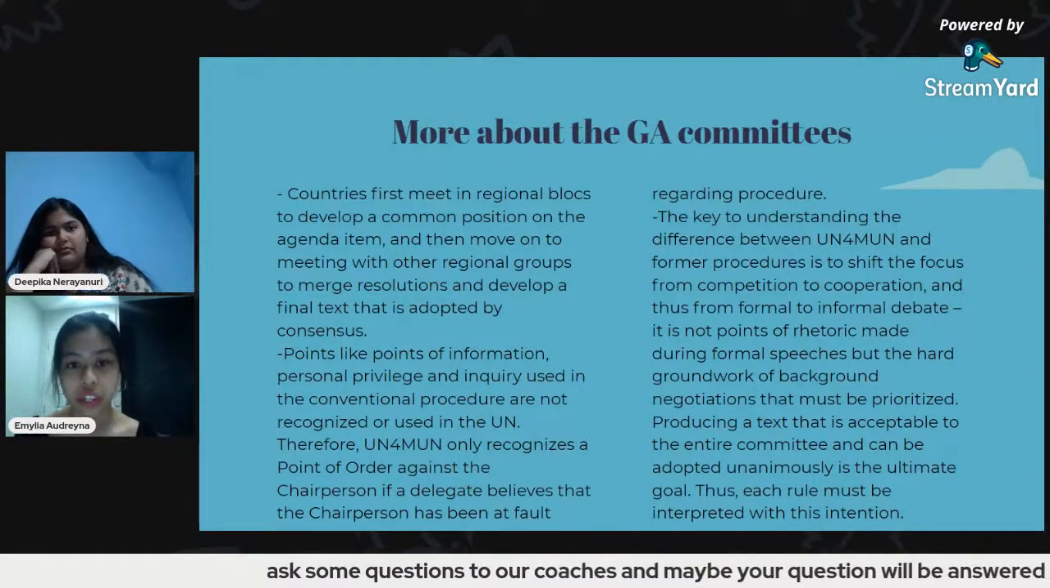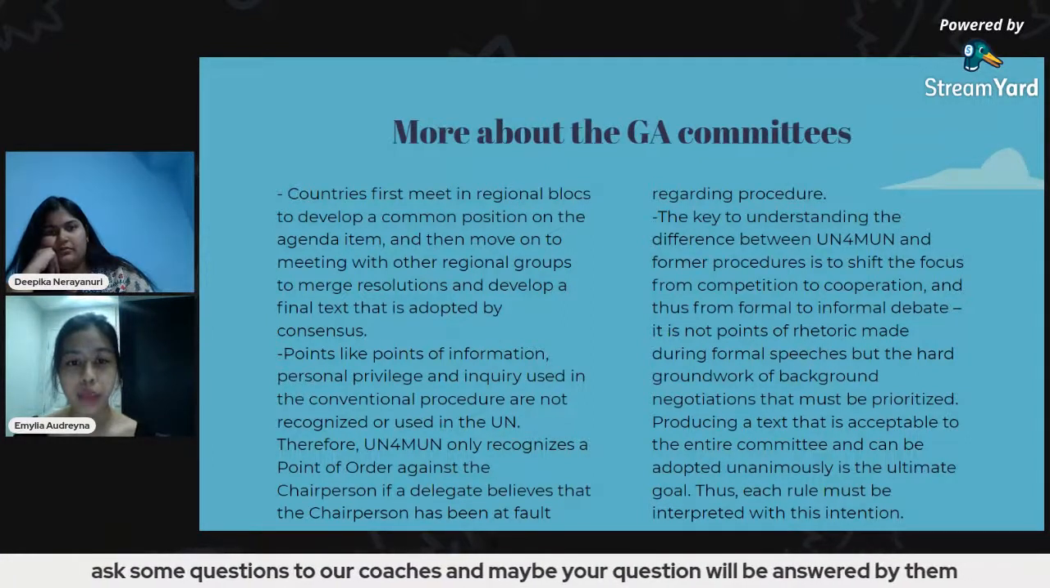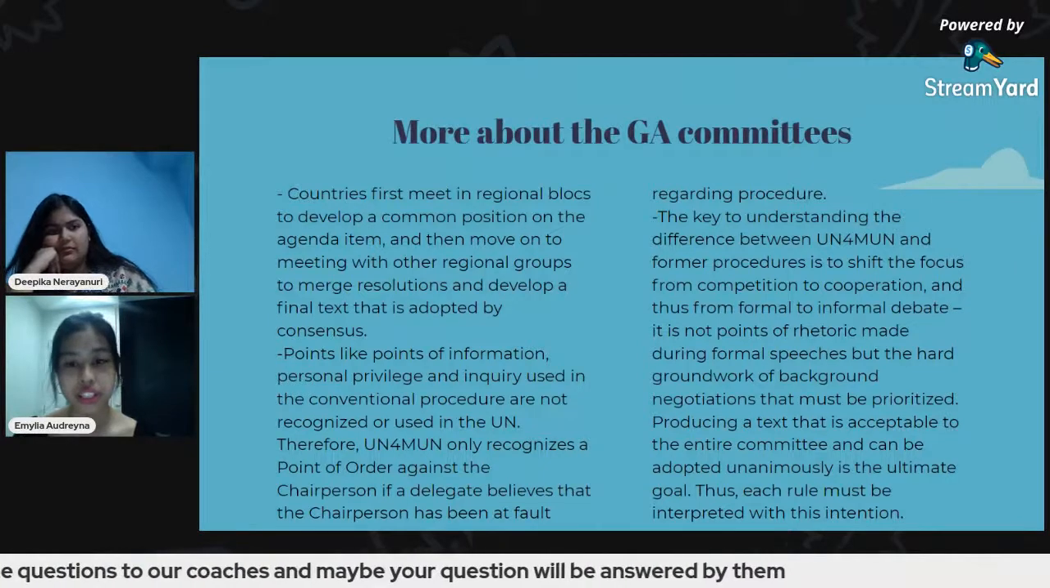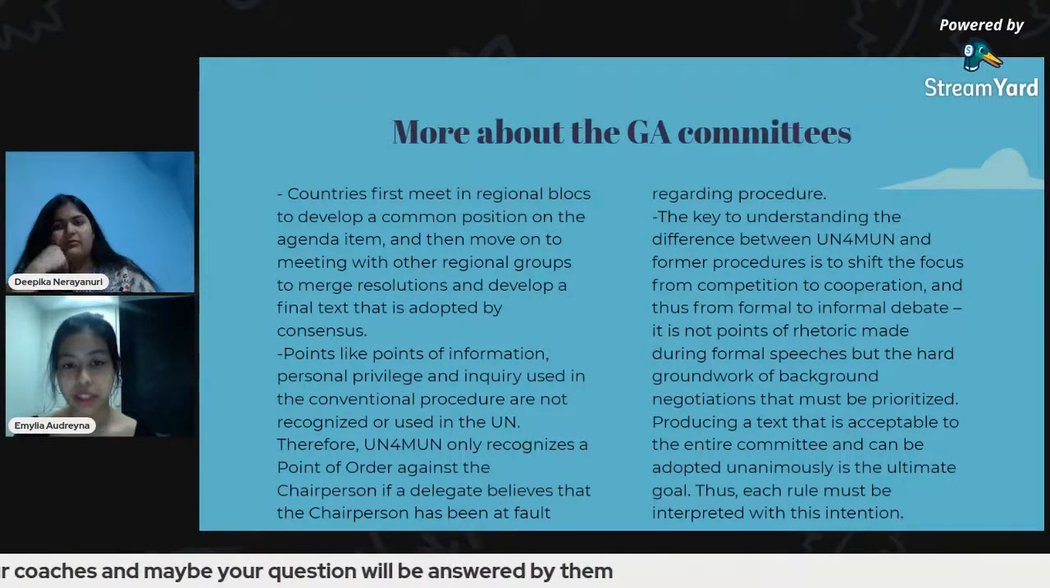Also, the main difference between UN for MUN ROP as opposed to Simon or the UN USA or even the Harvard ROP is definitely the fact that UN for MUN strongly focuses on diplomacy and the importance of it.